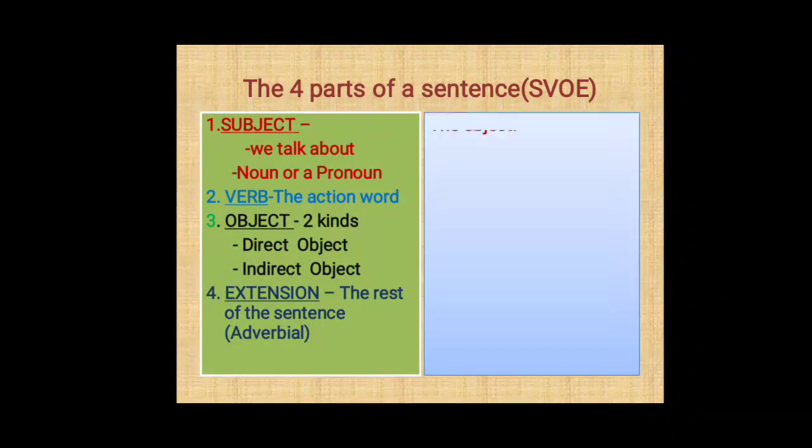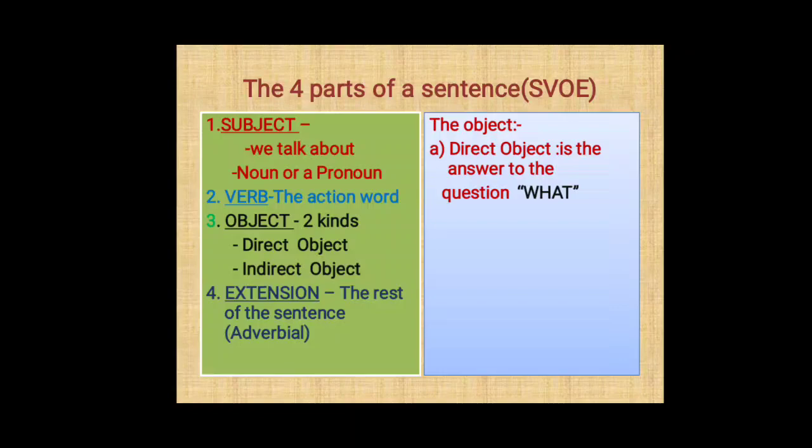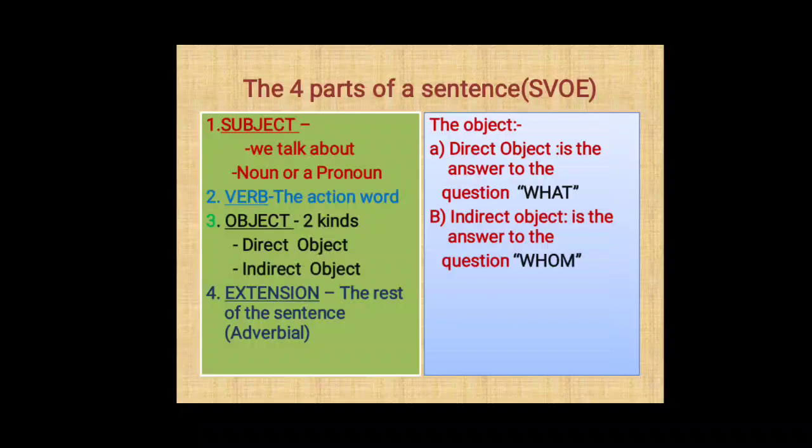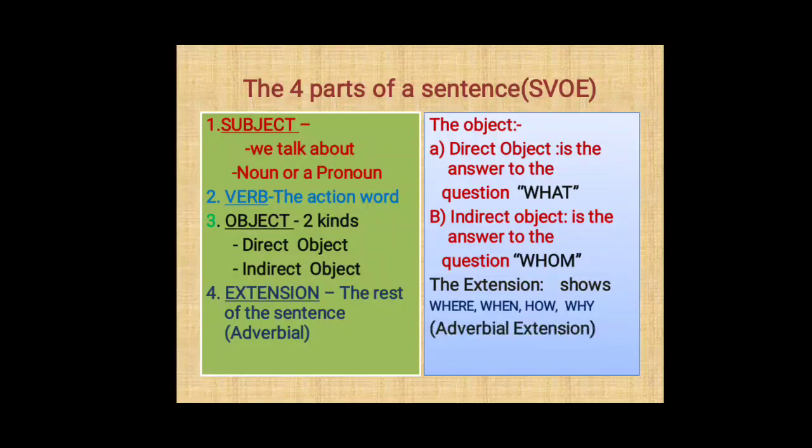Let's learn something more about the object. The object is of 2 kinds. The direct object is the answer to the question what. This question is posed to the verb. The indirect object is the answer to the question whom. Both these questions are asked to the verb, and the answers form the objects. One could be direct and the other is the indirect object. The extension shows where, when, how, why the action takes place. Hence, it is called the adverbial extension.